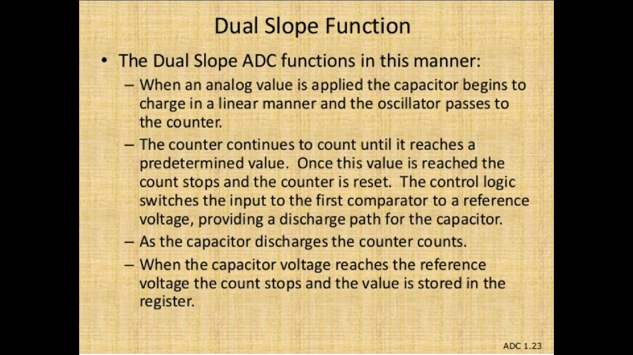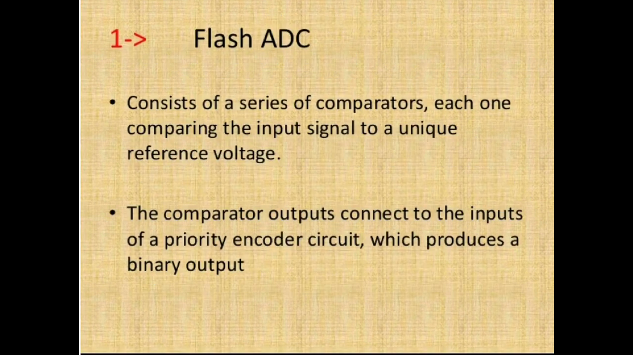The capacitor discharge and everything else is already explained in the block diagram, you can just refer to it. The next type of A to D converter is the flash type of ADC, also called the parallel ADC. It consists of a number of comparators connected in a series fashion, each one comparing the input signal to a unique reference value. Each comparator compares the input signal with its reference value and produces an output.